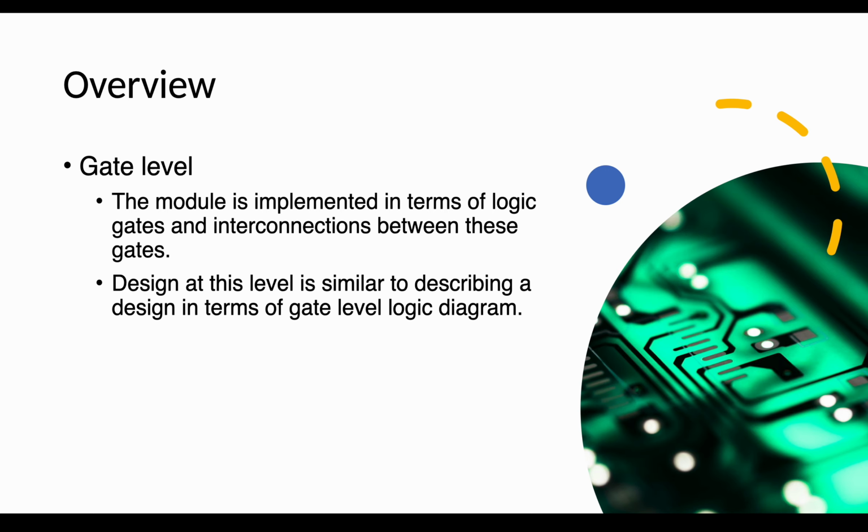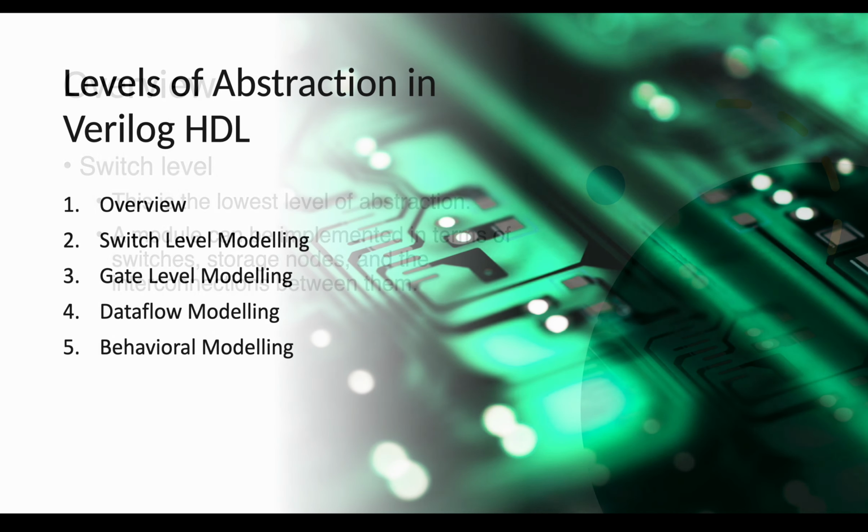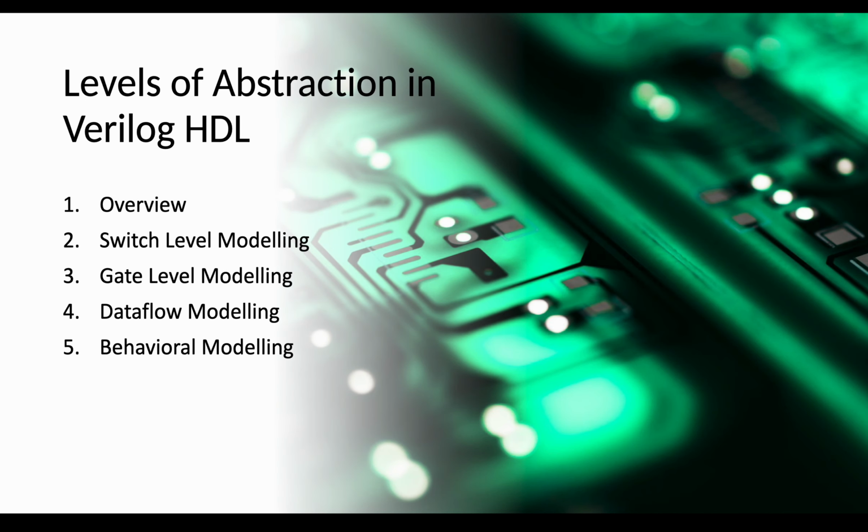The next level is the gate level. The module is implemented in terms of logic gates and interconnection between these gates. Design at this level is similar to describing a design in terms of a gate level logic diagram. And the lowest level of abstraction is the switch level. A module can be implemented in terms of switches, storage nodes, and the interconnection between them. Now we are going to study a detailed view of each modeling.